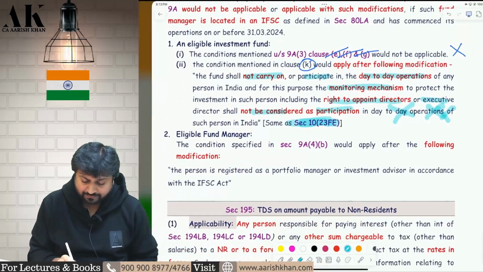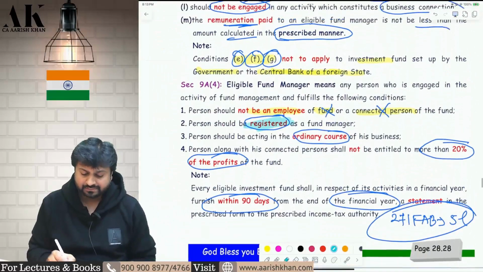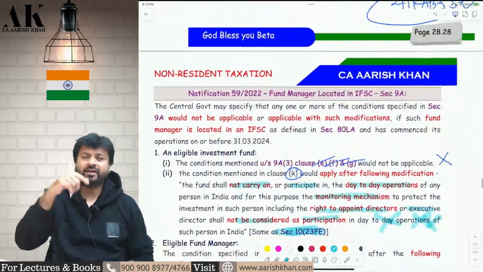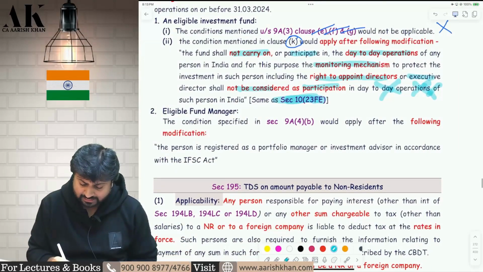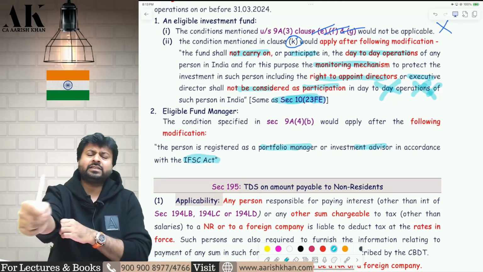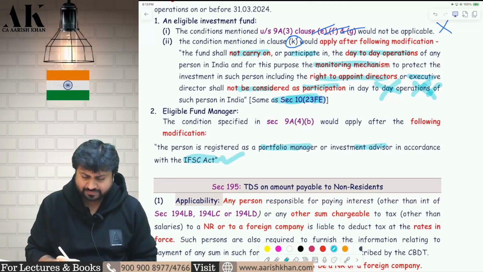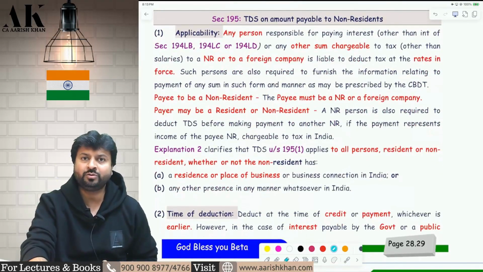In the definition of fund manager also, there was one condition that the fund manager should be registered as a fund manager. So they have slightly modified this condition if the fund manager is located where? In IFSC. So the person should be registered as a portfolio manager or investment advisor as per the IFSC Act. So the fund manager which is located in IFSC should be as per the IFSC Act only. A normal fund manager will not work over here. Okay, I hope it is clear to all of you.